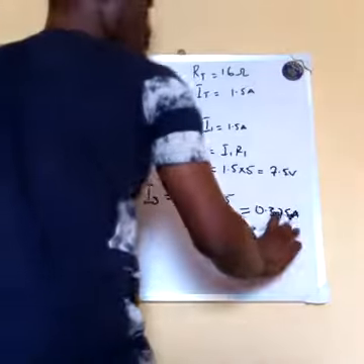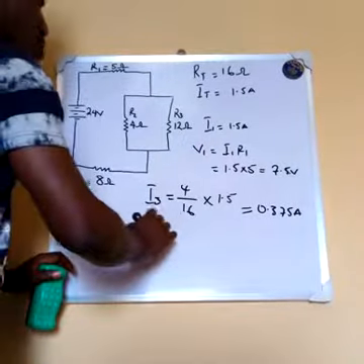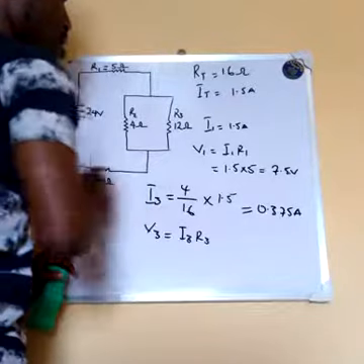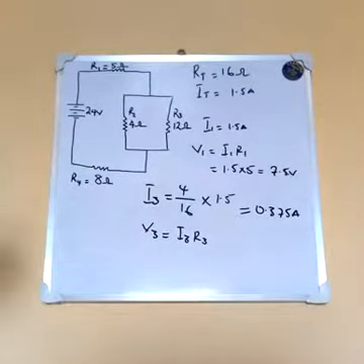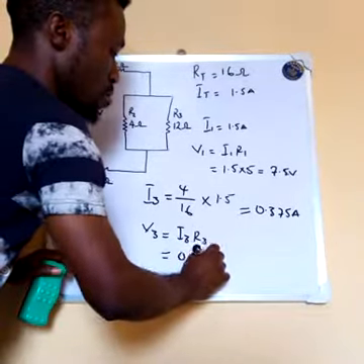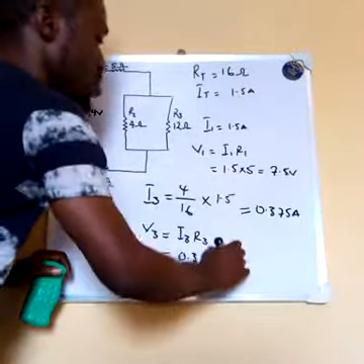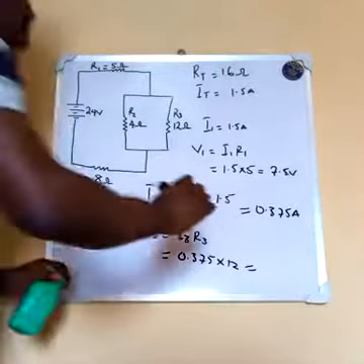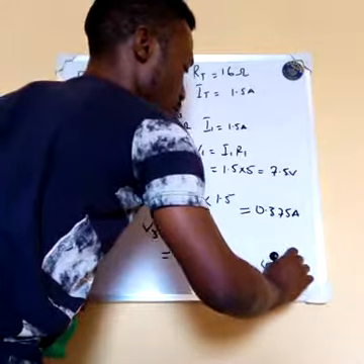Then use the current here to find the voltage here. So V3 will give us I3 times R3. That is what you have. Then you come down and say the I3, 0.375 times R3, which is 12. When you multiply them together, you will have again 4.5 volts.